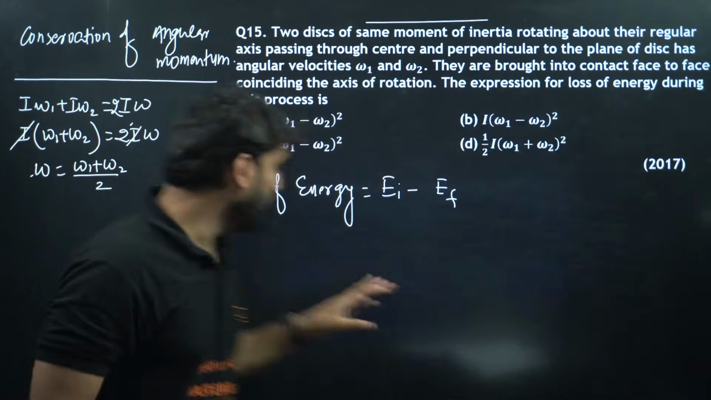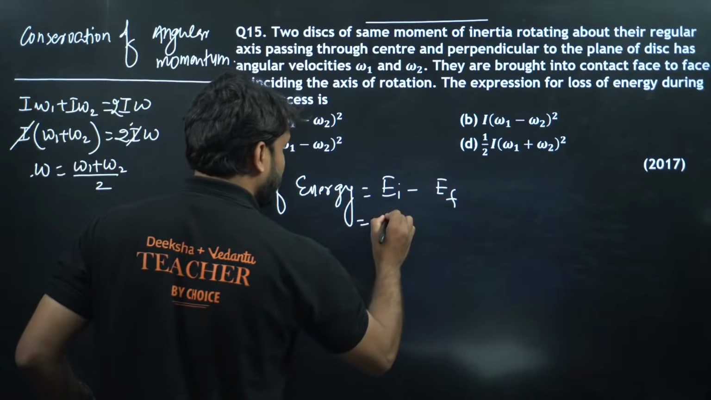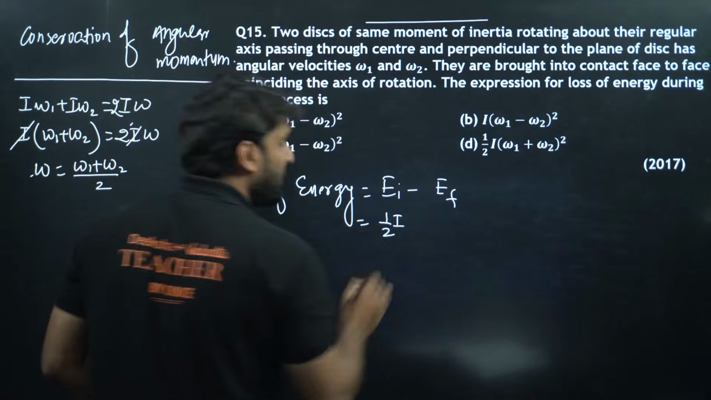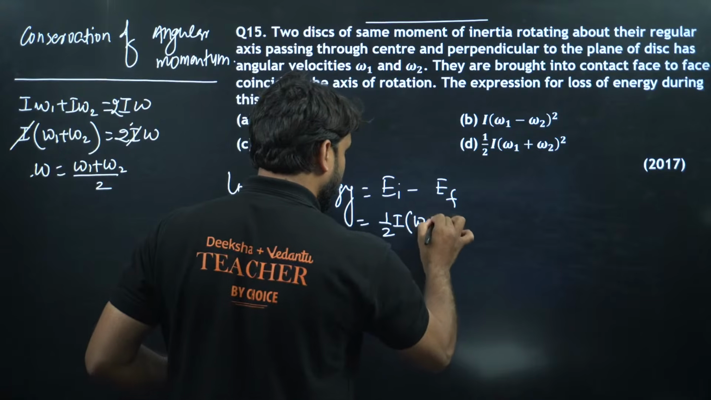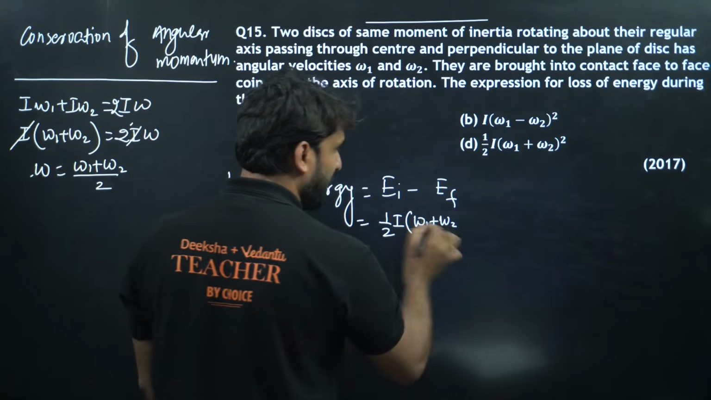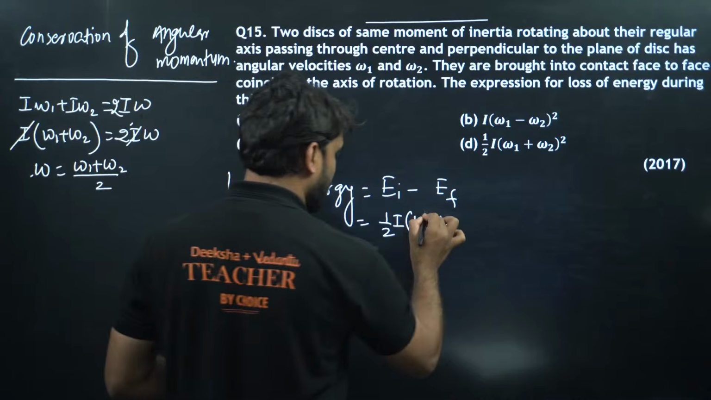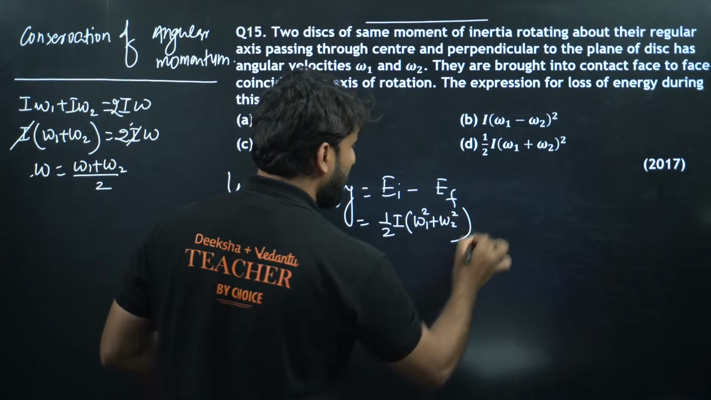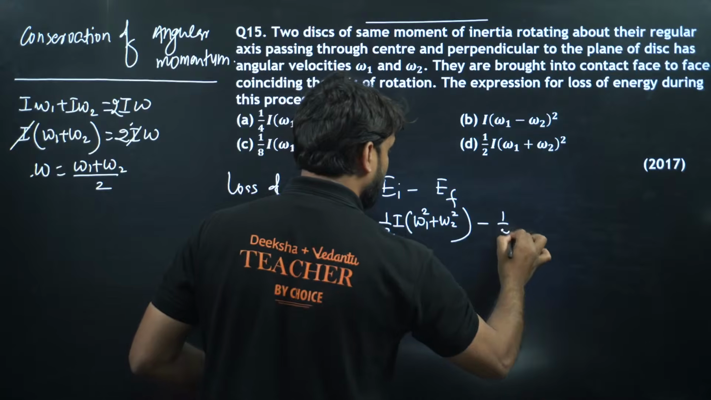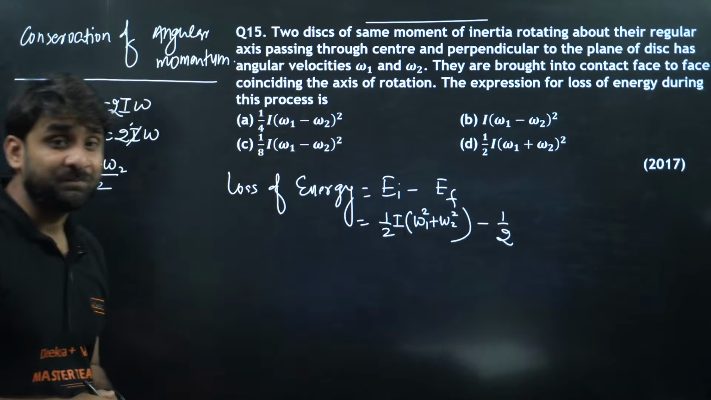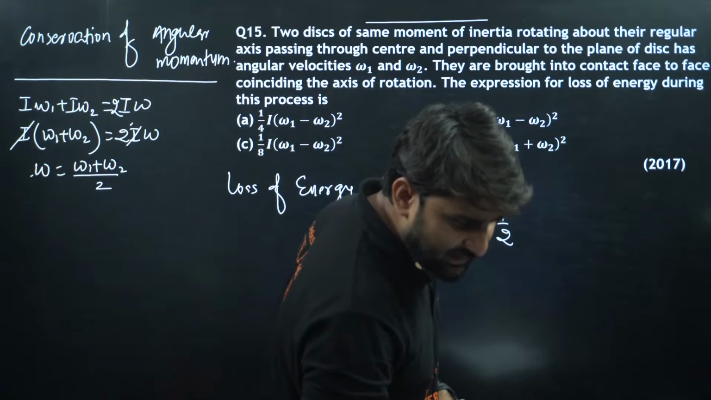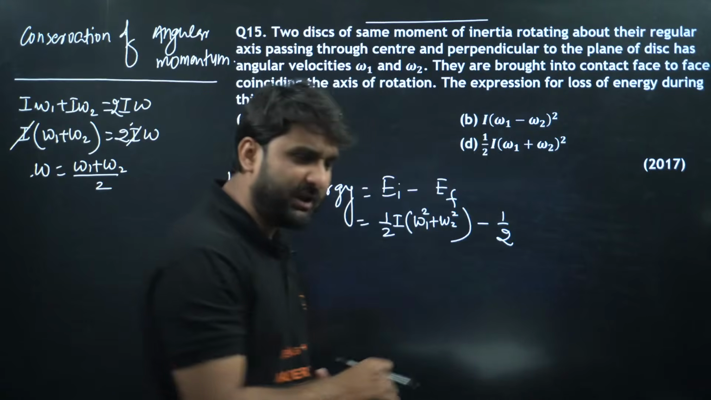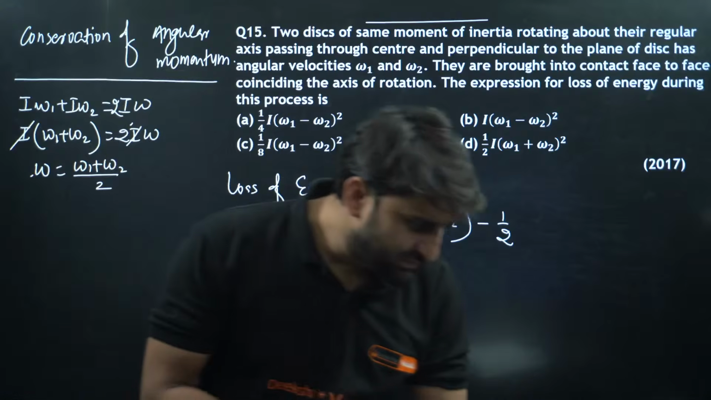Now what will be the initial energy? That will be half I omega 1 square plus omega 2 square. The final energy will be 1 by 2 times the inertia, which is 2I, times omega square, so we have to write that here. Yes, everyone, any problem to anyone? Who is this? Shiva.